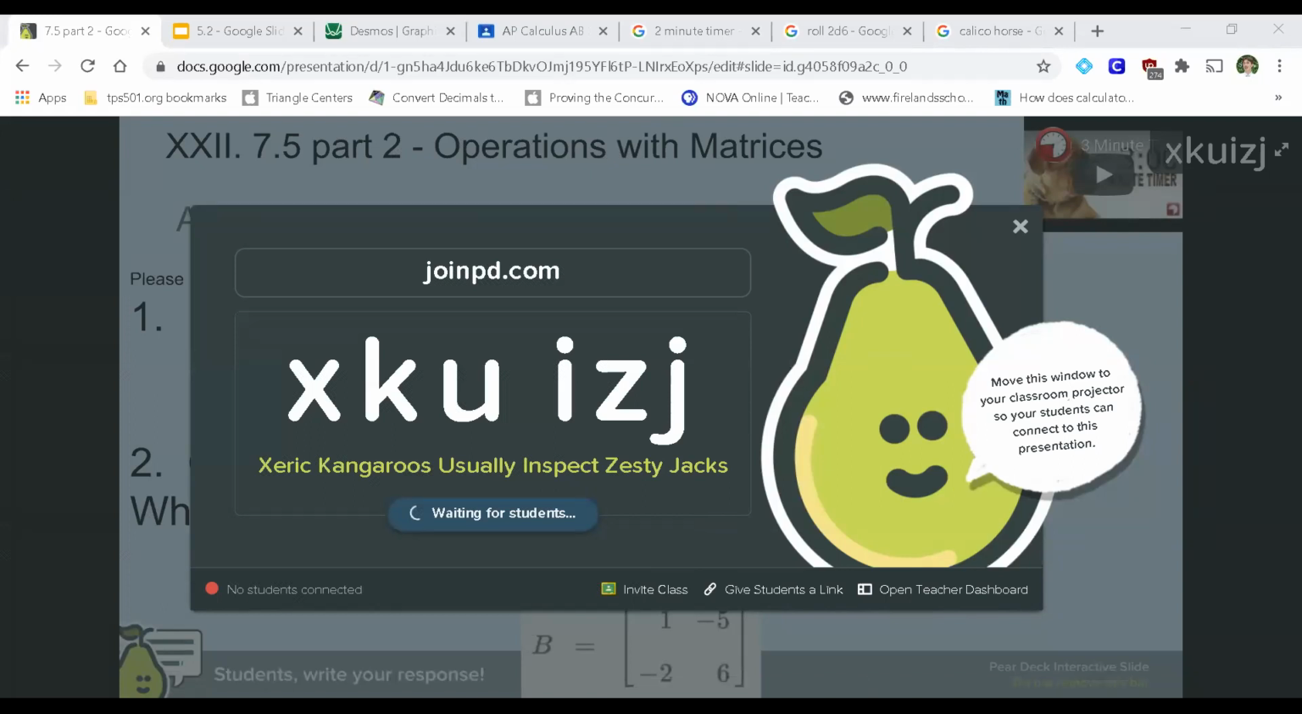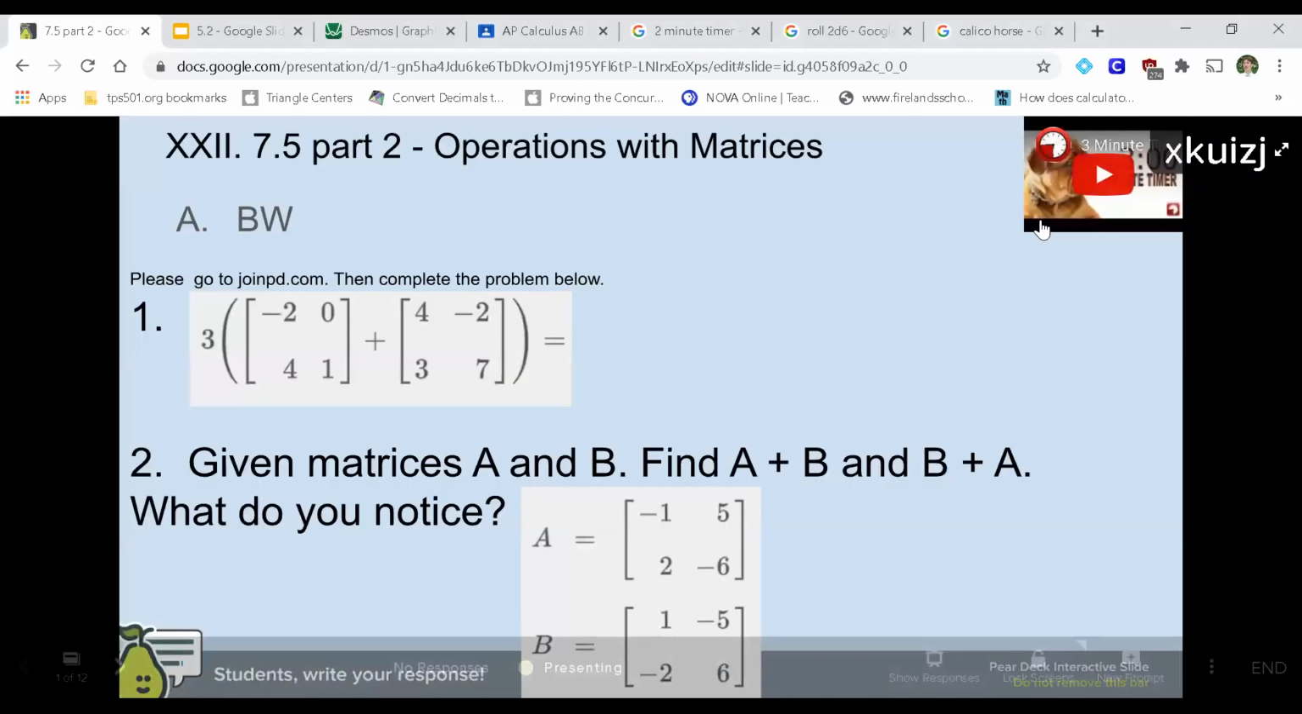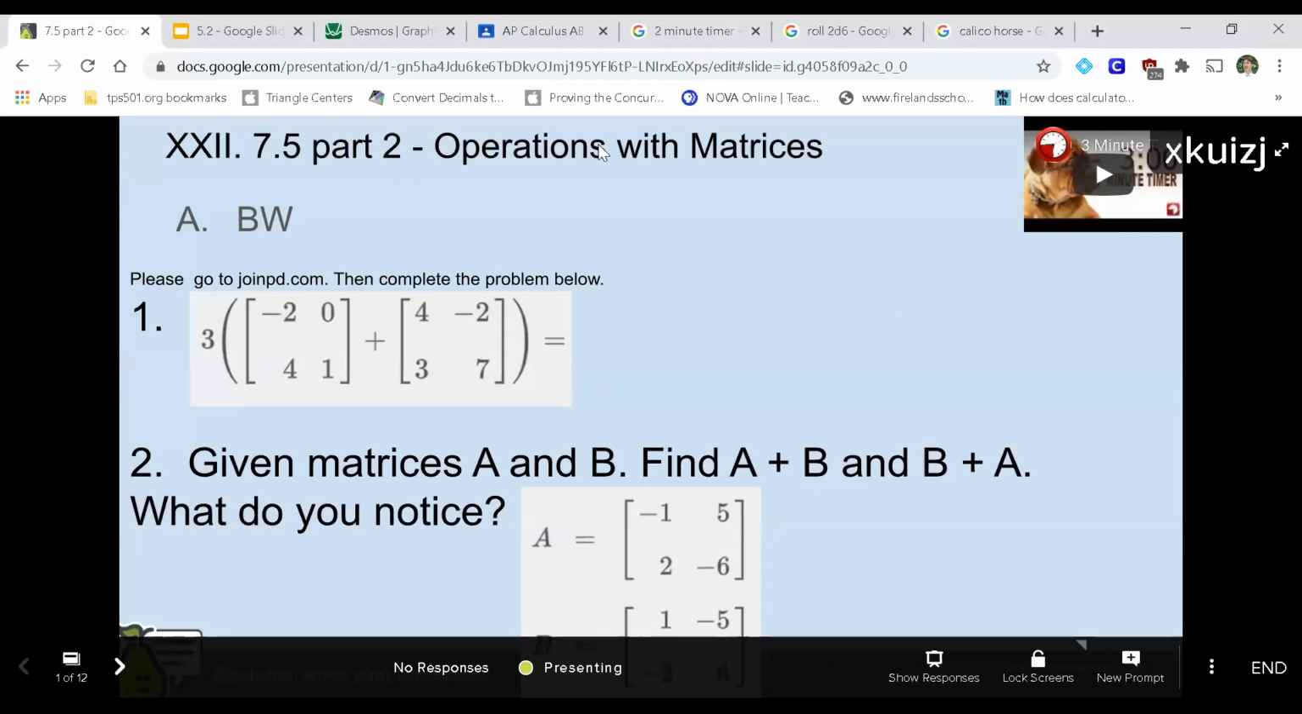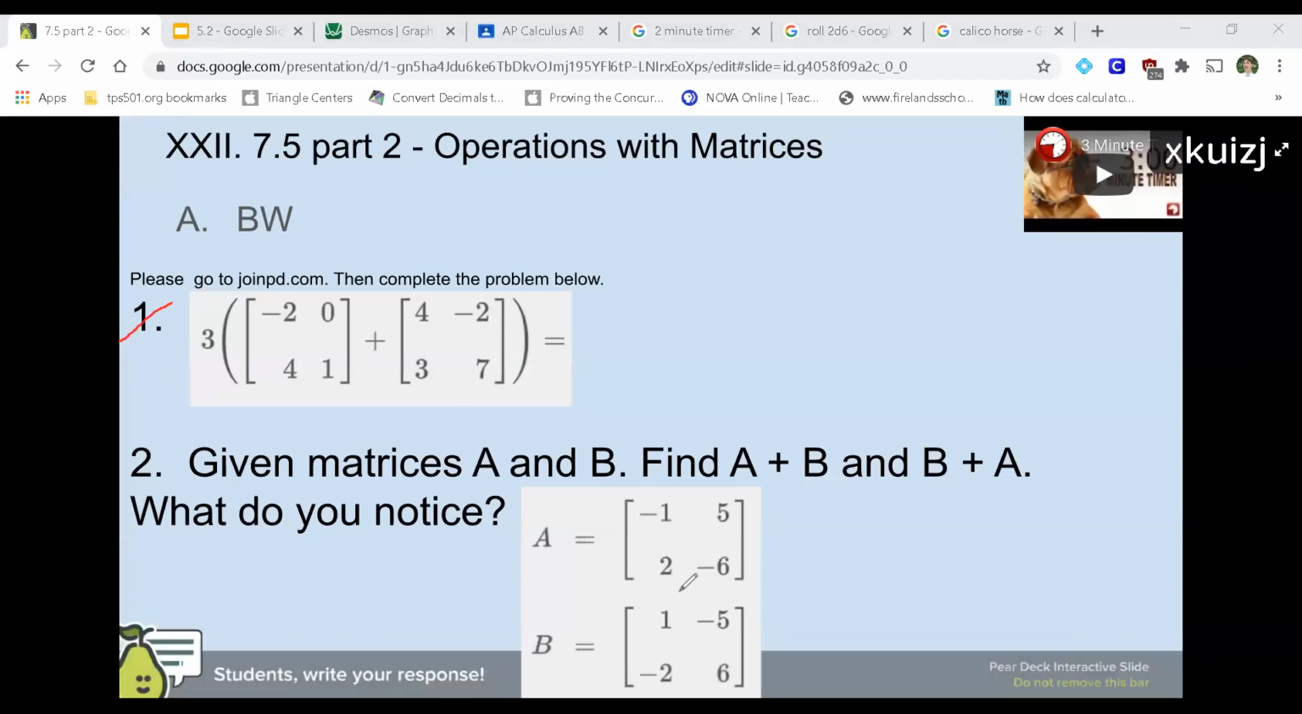Okay, so for today, we're going to finish out operations with matrices. You do not need to do the first problem. I think we already did that one yesterday. Just need the second one here. Given matrices A and B, find A plus B and B plus A. And then tell me anything that you notice about the two.